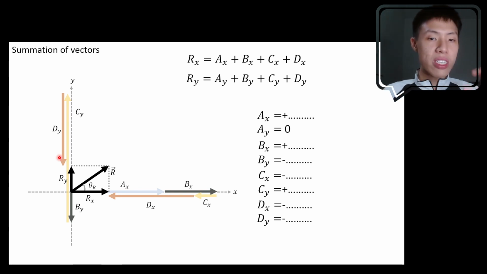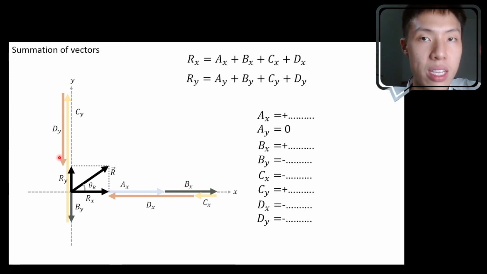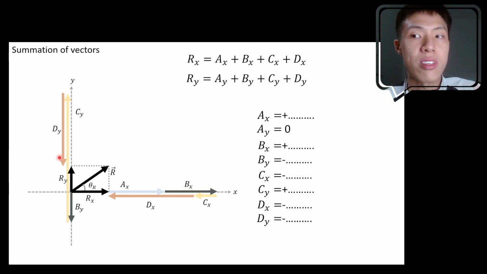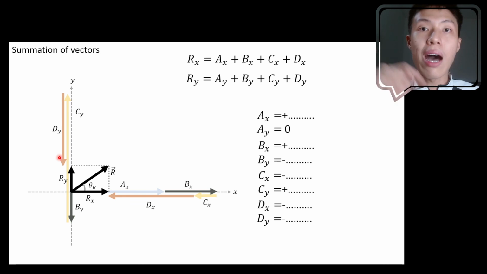Okay, so this is just a graphical example to show you how resolving vectors also allows us to obtain the resultant vector. The resultant vector is again the summation of the vectors A, B, C, D. So resolving vectors can do that. I'm proving this to you using pictures. Now we are going to do the exact calculation in the next video.